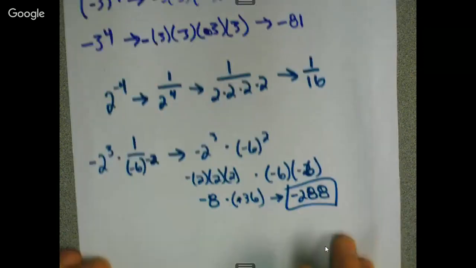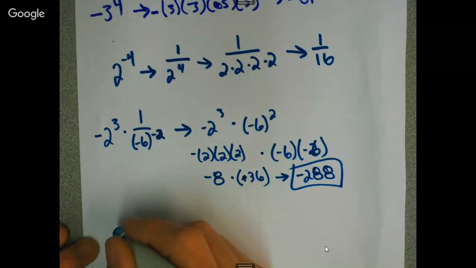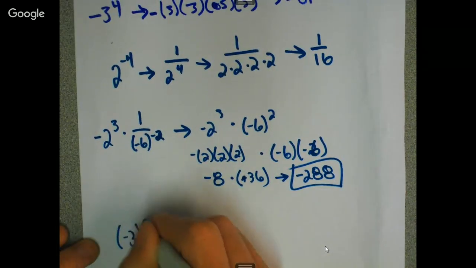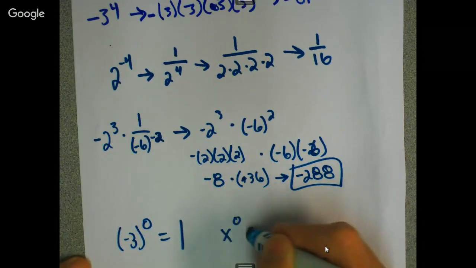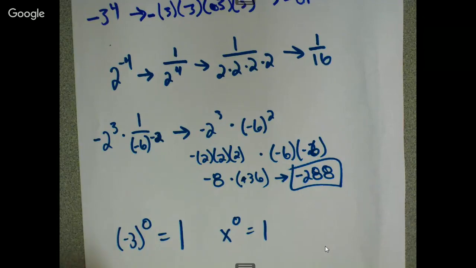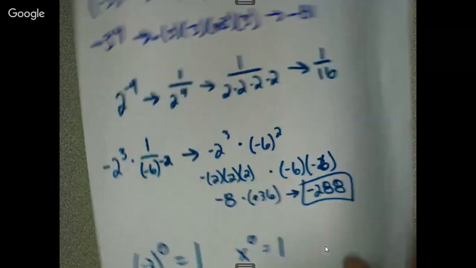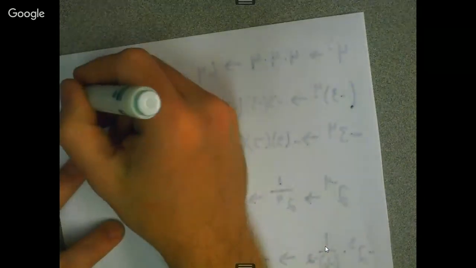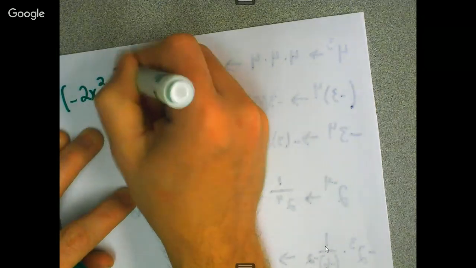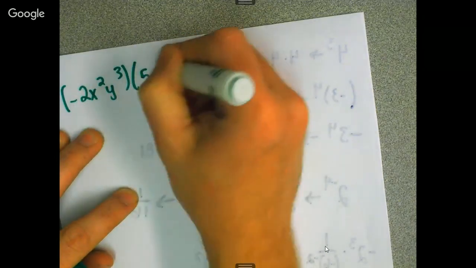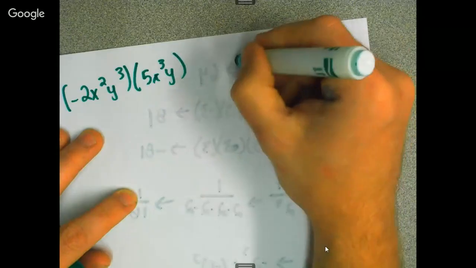We talked about the zero power property. That means anything to the 0 power is 1. So x to the 0 equals 1. Anything to the 0 power is 1, so we can just get rid of it. Now, the real fun in this topic is problems like this. We'll look at 2 problems, and let's look at this one.